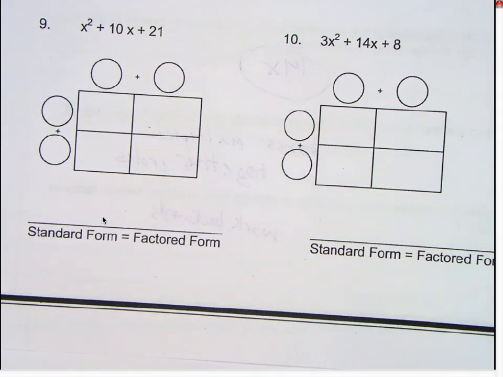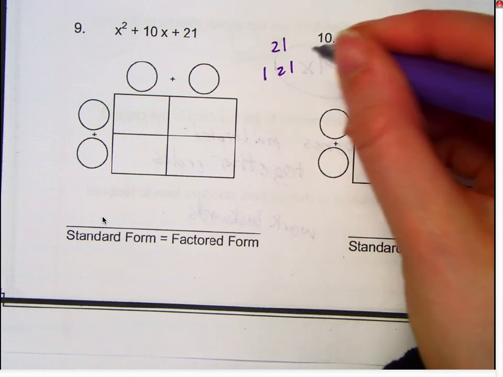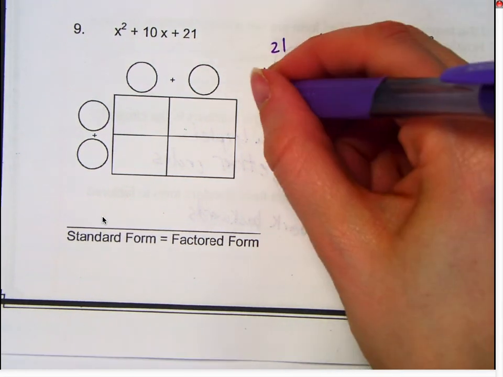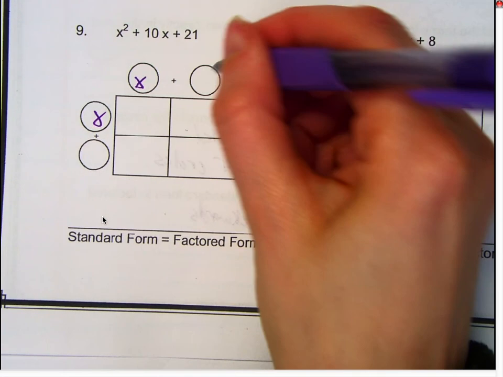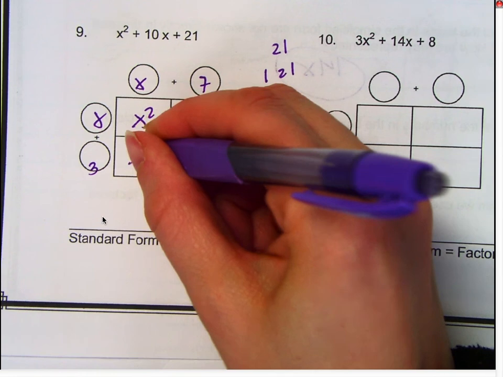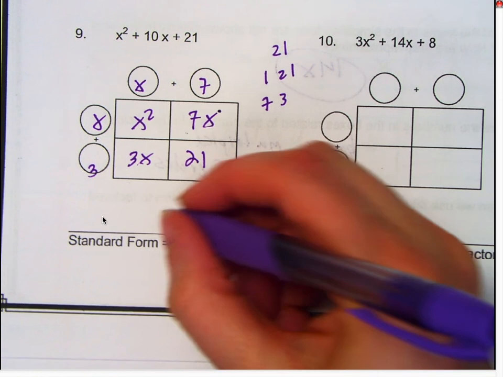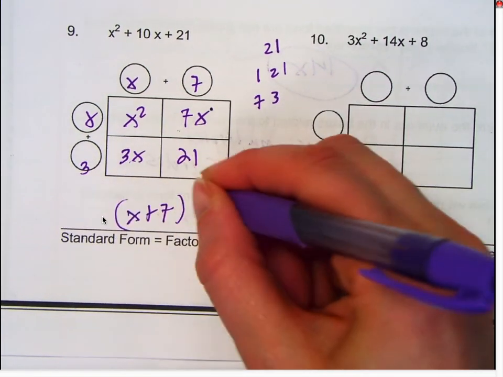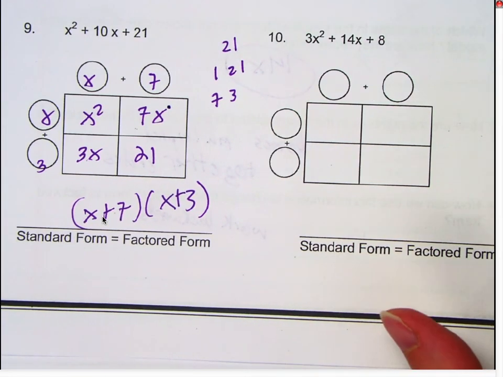Okay, guys, let's look at 9. What are multiples of 21? 1 and 21, and? Guys, which ones add together to give us 10? So we know we've got x, 7, 3, which would give us x squared, 7x, 3x, and 21. And 3x and 7x make? 10x, good. So x plus 7 times x plus 3 is our answer. So far, so good?